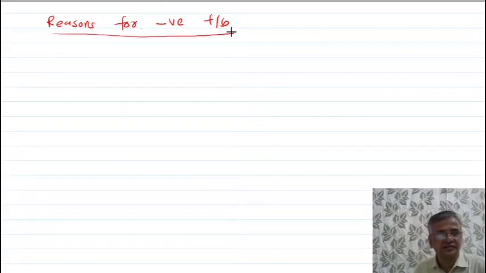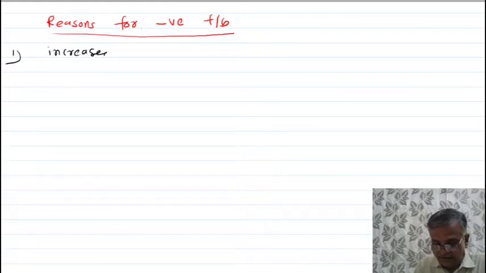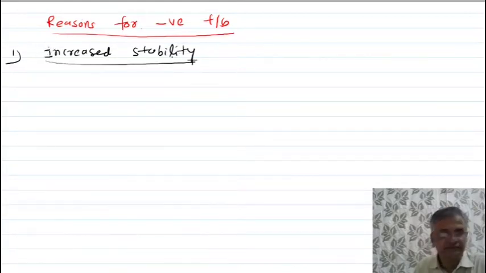What are the reasons to employ the negative feedback in the transistor amplifier? See the different reasons, or let me say I am discussing the advantages of negative feedback. First I am discussing the increase in stability of the circuit.